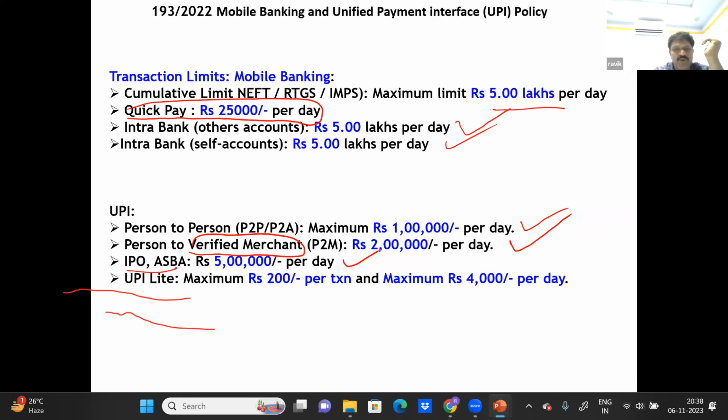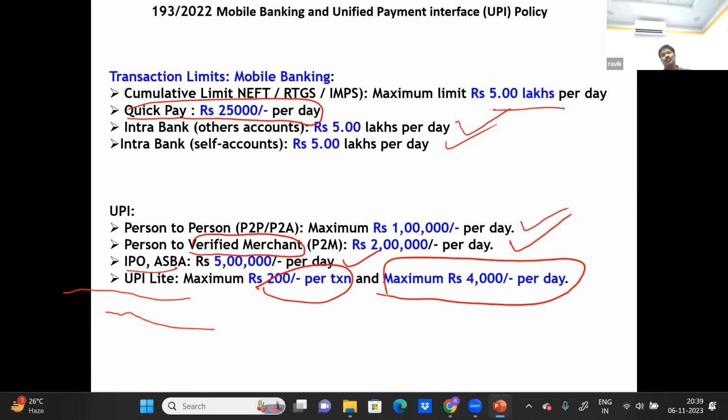UPI Lite, already I told you, 200 per transaction. The most important is maximum 4,000 per day. This is important. UPI Lite is 200 rupees per transaction, but per day it is maximum 4,000. This type of questions you can expect from the examiner. So try to remember, I told my logic, you keep your logic. Ultimately, in the exam, you have to give the answer.